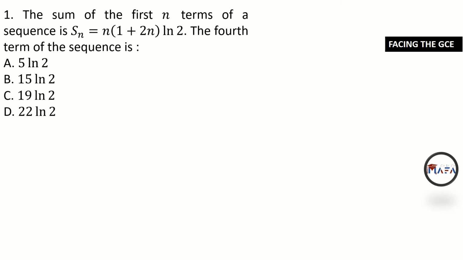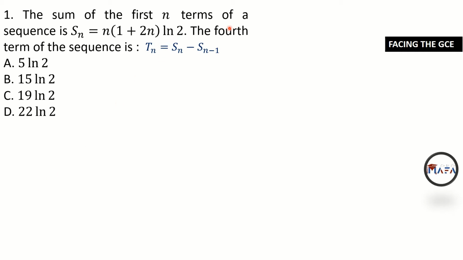We are going to begin with question 1, which reads: the sum of the first n terms of a sequence is given by s of n equal to n into 1 plus 2n times ln 2. The fourth term of the sequence is, so we have the various options. The very first thing to recall is, how do we get the nth term of a sequence? The nth term of a sequence is given by the sum of the first n terms minus the sum of the first n minus 1 terms.